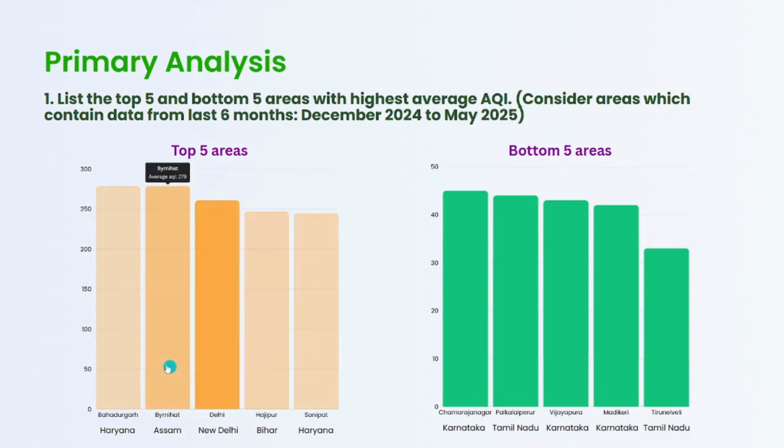One exception in this list is Byrnihat, which is located in Assam, and it is a northeastern state. Byrnihat is home to a large number of industries and also has heavy vehicle traffic, both of which contribute to heavy air pollution.